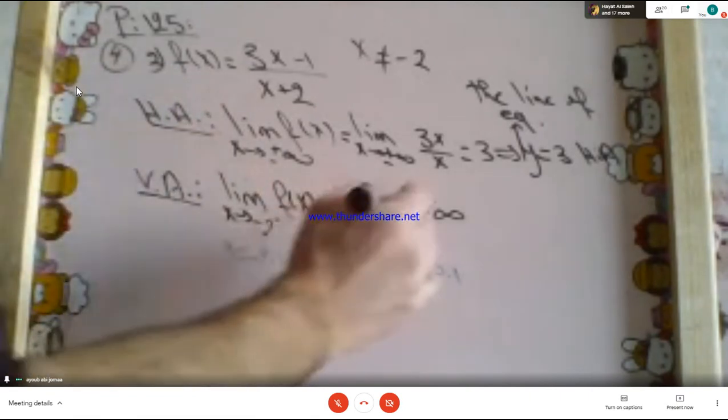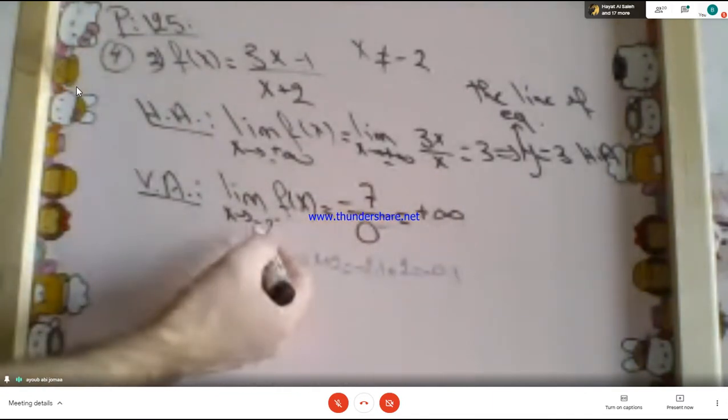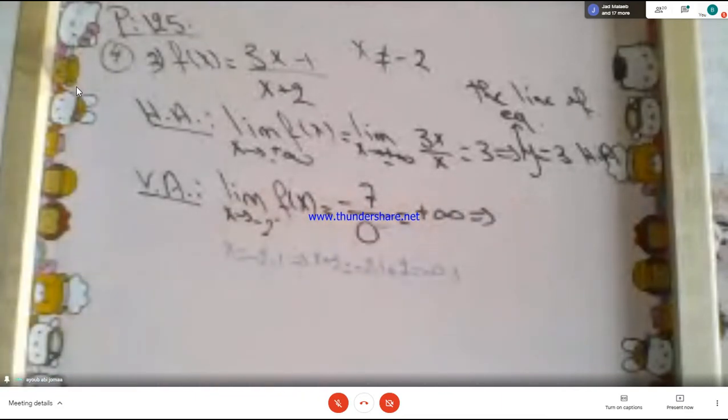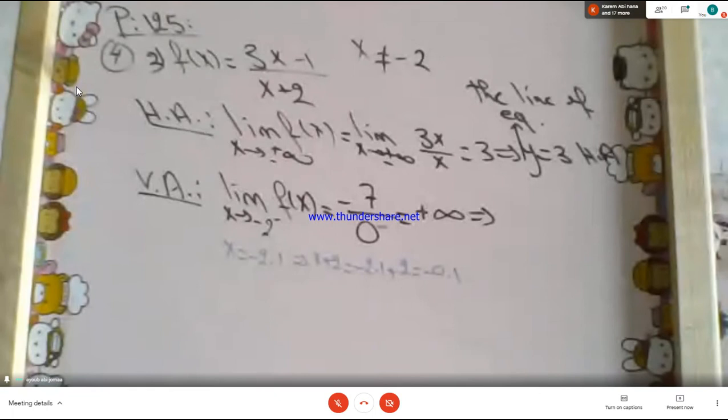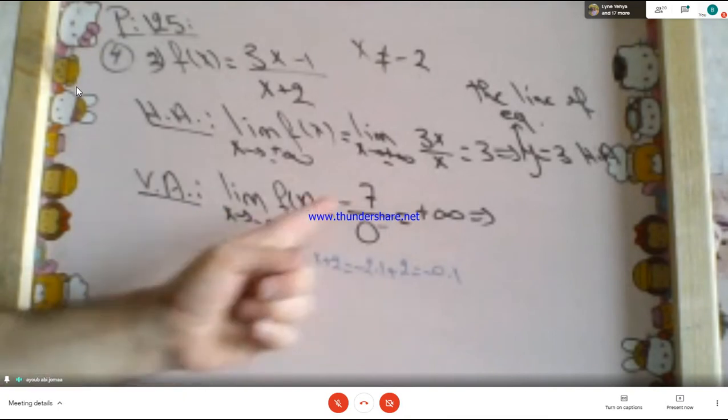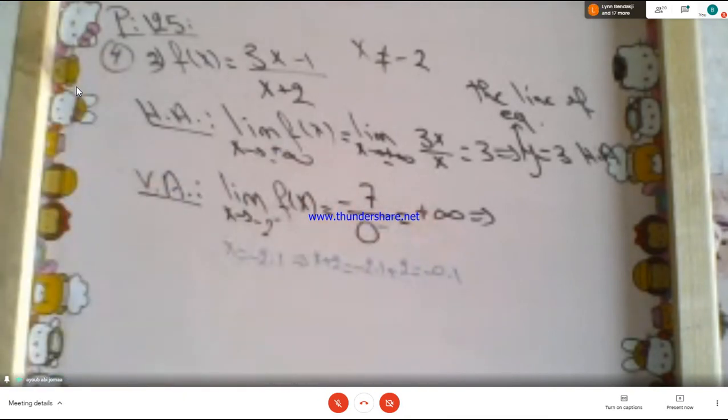So here limit as x approaches negative 2 minus is positive infinity. So what can we deduce? There is vertical asymptote. Limit as x approaches a number is equal to infinity, so we have vertical asymptote.